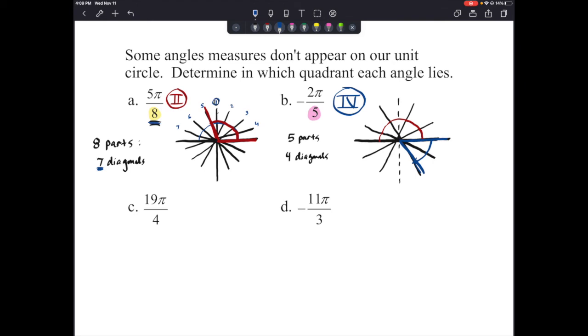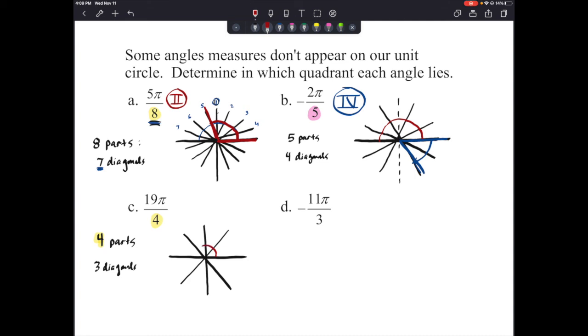Let's go down to C. We have 19 pi fourths. Again, this one has an even number in the denominator. If we're trying to break it into 4 parts, remember we need 3 diagonals, and the y-axis is going to count as a diagonal. So x-axis, y-axis, there's 1 diagonal. I just need 3, so I'll put 1 on this side and 1 on that side. Now we can start counting out our 19 pi fourths.